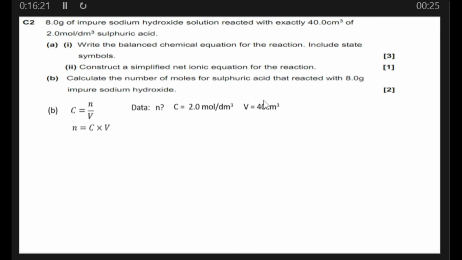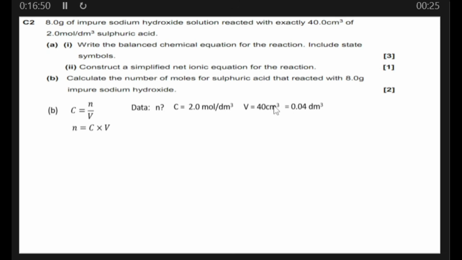But when we are calculating concentration or number of moles, we don't use volume in cubic centimeters. We change it to cubic decimeters, or liters. How do we change? By dividing it by 1,000. So we divide 40 by 1,000 to get the volume 0.04 cubic decimeters. So this is now the actual volume we are going to use.